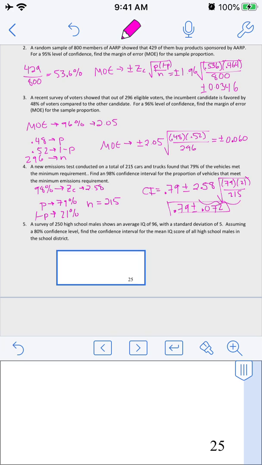The only one we haven't talked about is something called the standard error of proportion, or the standard error of the mean. We're going to look at that in the last problem. The last problem doesn't actually ask for it, but we're going to use it and look at it as well. So we're going to stay on this problem for quite a while. A survey of 250 high school males shows an average IQ of 96, with a standard deviation of 5. Assuming an 80% confidence level, so not really all that confident, find the confidence interval for the mean IQ of all the high school males in the school district.